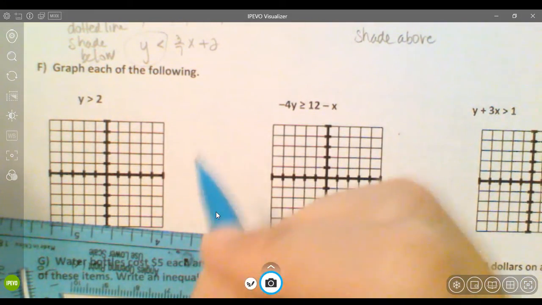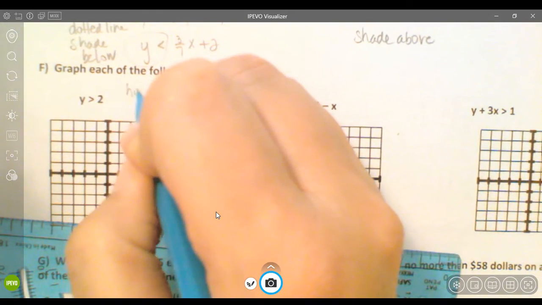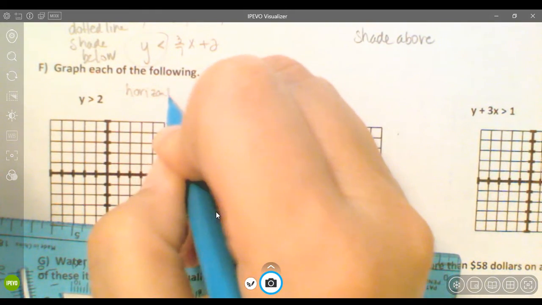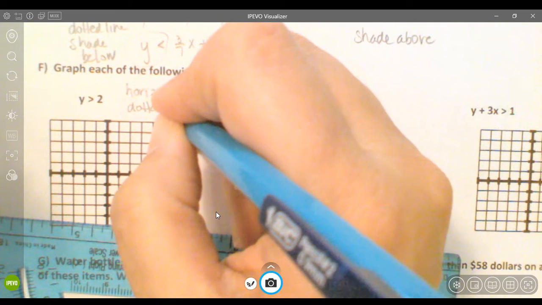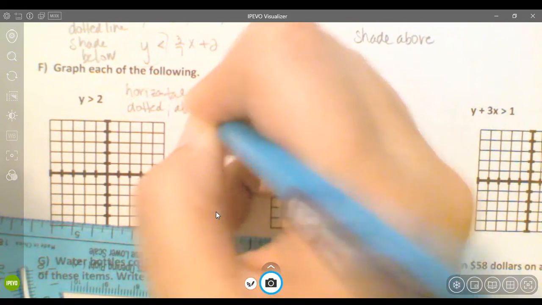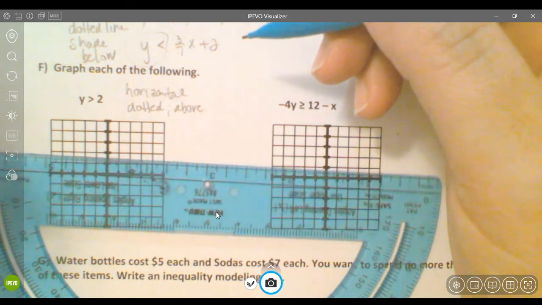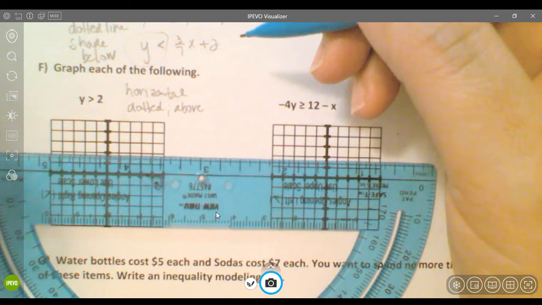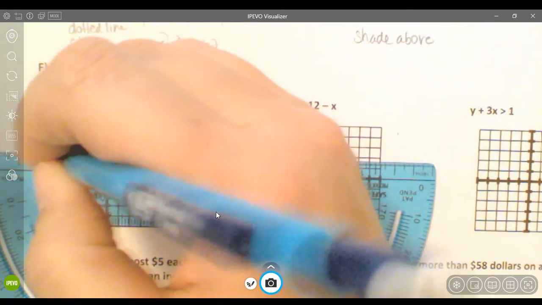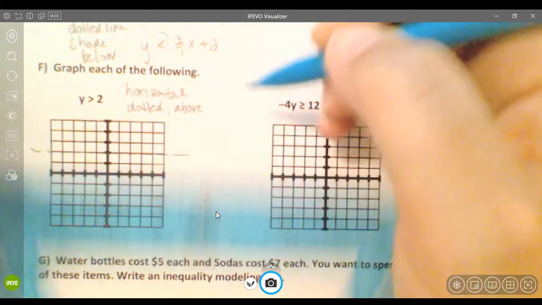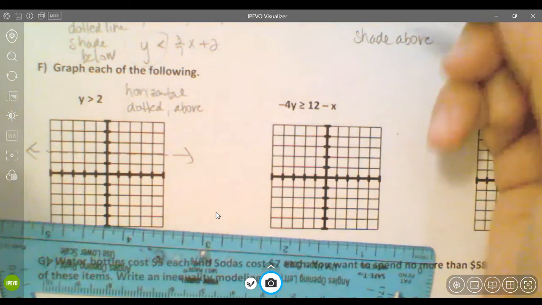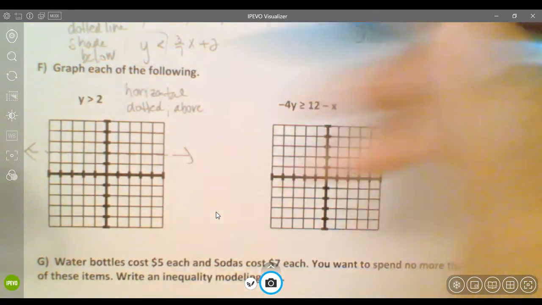Oh, let's go over something else. Let's go ahead and plan our shading and our dotted line and our dashed line. If y is greater than 2, that means we're going to have a dotted line, and we are going to shade above. So I go to where y equals 2, and I'm going to make this a dashed line, okay? And then going to shade above.